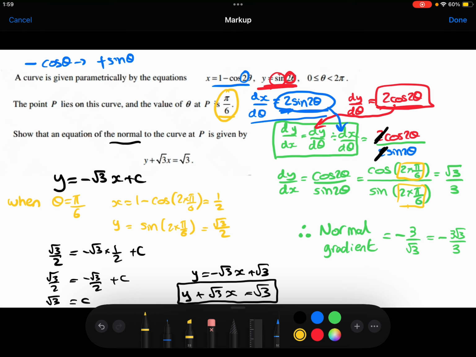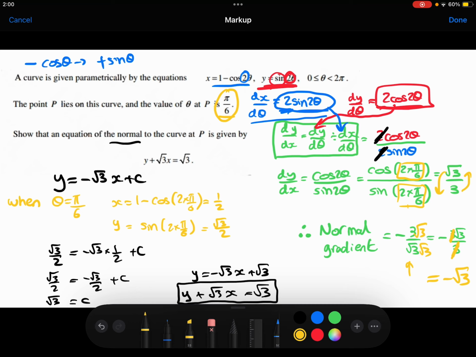So that gives us that the gradient of the curve at that point is root 3 over 3, which means that the gradient of the normal at that point will be the negative reciprocal. So it will be minus 3 over root 3. So just doing the reciprocal here and making it negative. This is a bit awkward though, so I'm just going to rationalise that. So times the top and the bottom by root 3, which gives minus 3 root 3 over 3. We can then see the 3's will cancel out to leave a gradient of minus root 3.